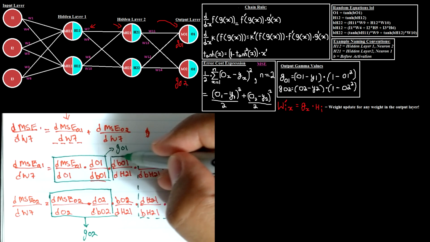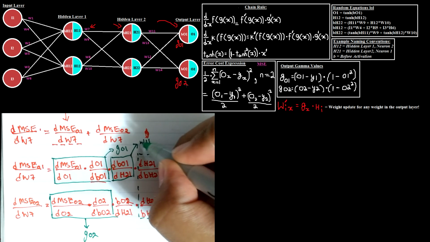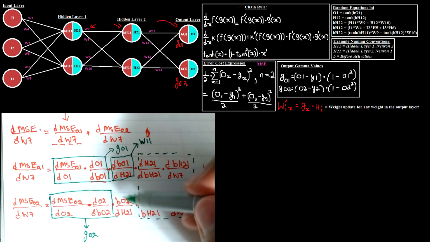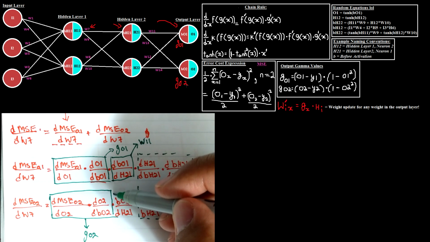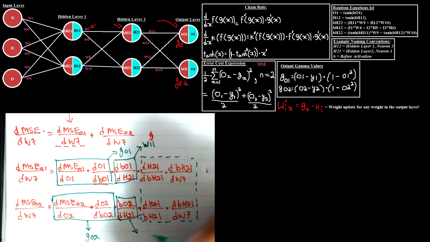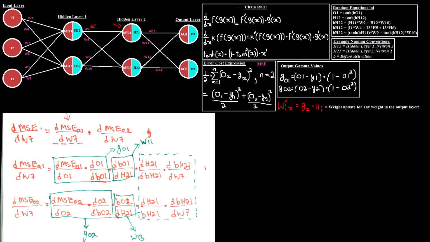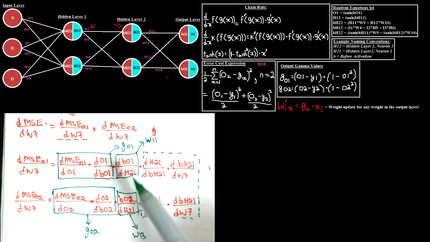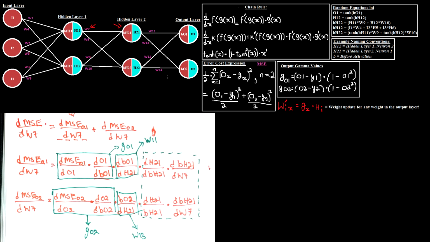derivative. What is the derivative of before activation of O1 with respect to H21? Well, that is actually just weight 11, right? What is the derivative of before activation of O2 with respect to H21? Well, this is just weight 13. We took the derivative of before activation of output 1 with respect to H21, and the derivative would just be weight 11. And we're taking the derivative of before activation of output 2 with respect to H21, and the derivative there would just be weight 13. Gamma of output 1 and gamma of output 2 we've already calculated before.